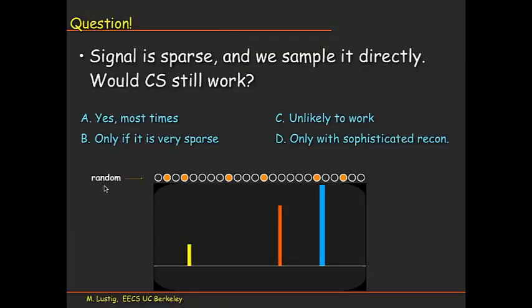Okay, so here's a question. Let's say our signal is sparse, and we sample it directly. We sample it here. Would compressed sensing work? A, yes, most of the time. B, yes, but only if it's very, very sparse. C, unlikely to work. Or D, only with sophisticated reconstruction can we still make it work.